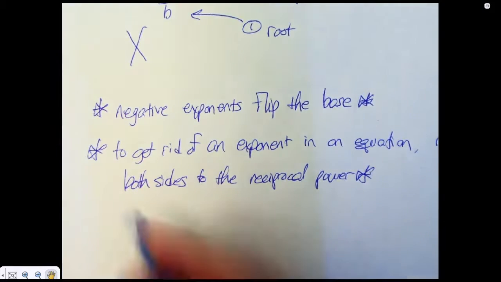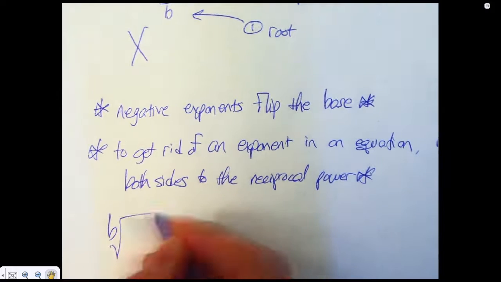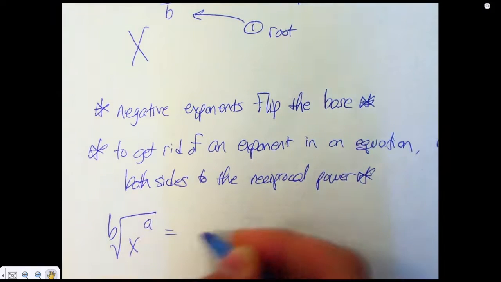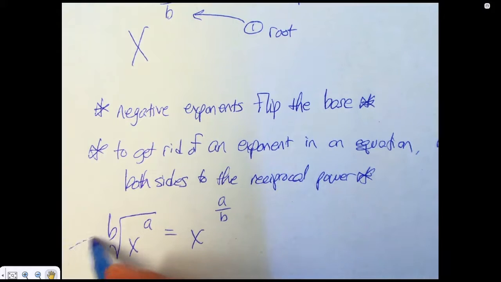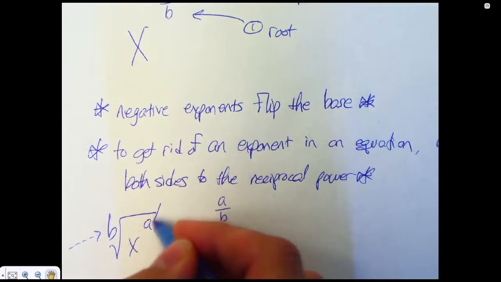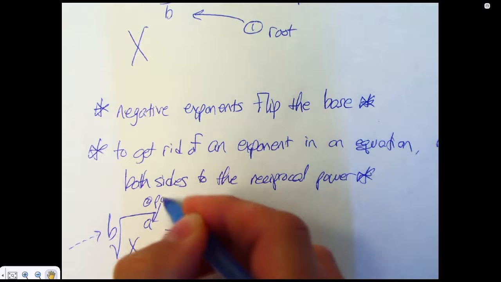And then a third note would be if I have the b root of x to the a, that's the same thing as x to the a over b, where this one here goes first, and that's the root, and then this one here goes second, and that's the power.